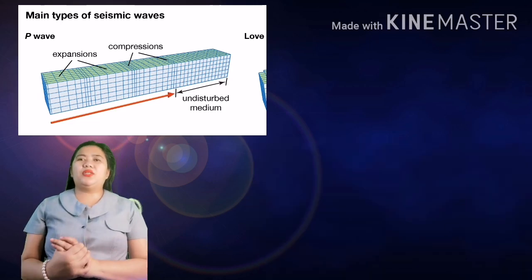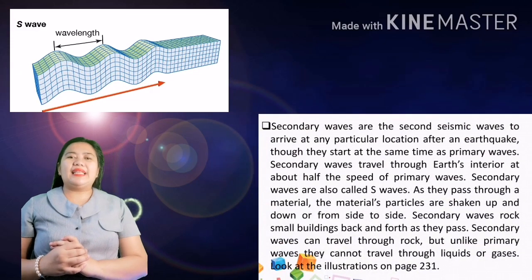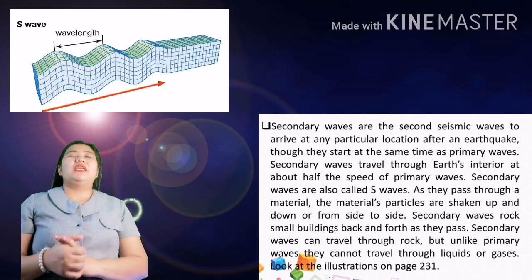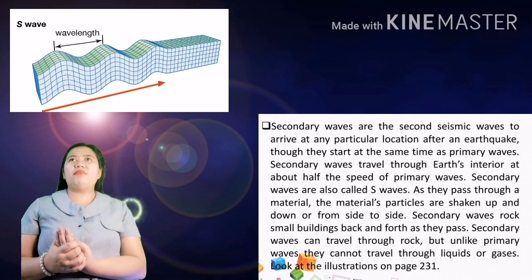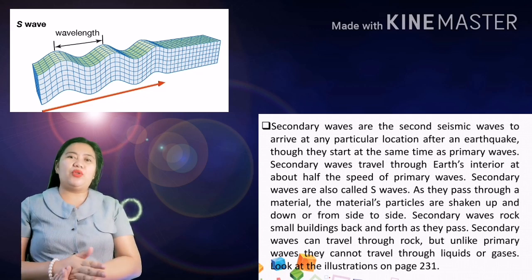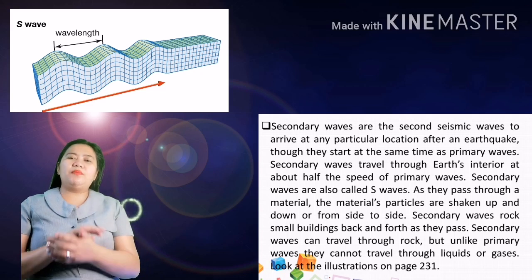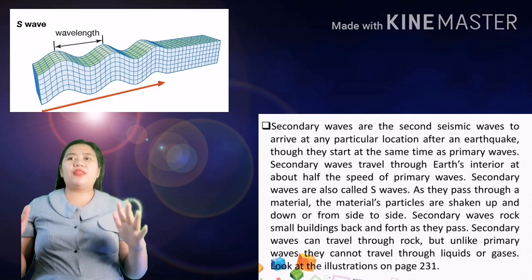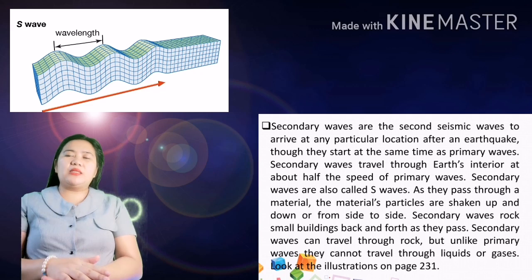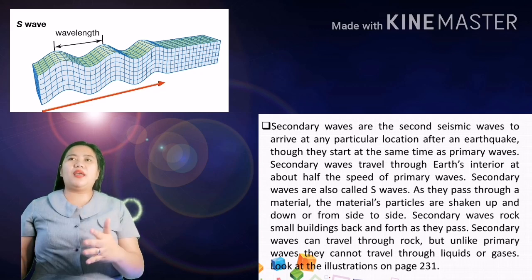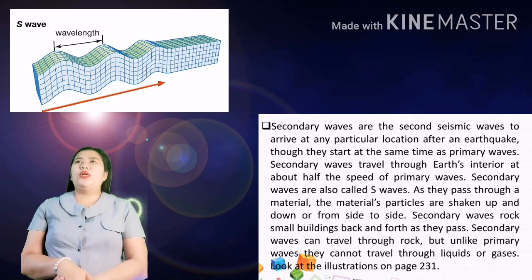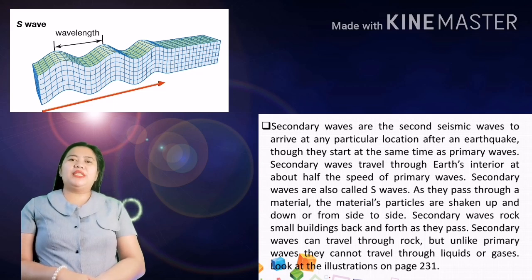The second type, again, may I reiterate: secondary waves are the second seismic waves to arrive at any particular location after an earthquake. Though they start at the same time as primary waves, since they can only travel through solid medium, if these seismic waves pass through a liquid medium, the tendency is that they slow down, or much worse, there will be no record at all, for they cannot travel through liquid medium. So there will be a delay, or totally a freeze on the record of the seismograph if ever secondary waves pass through a liquid medium. That is why the secondary wave will just arrive shortly after the primary wave.